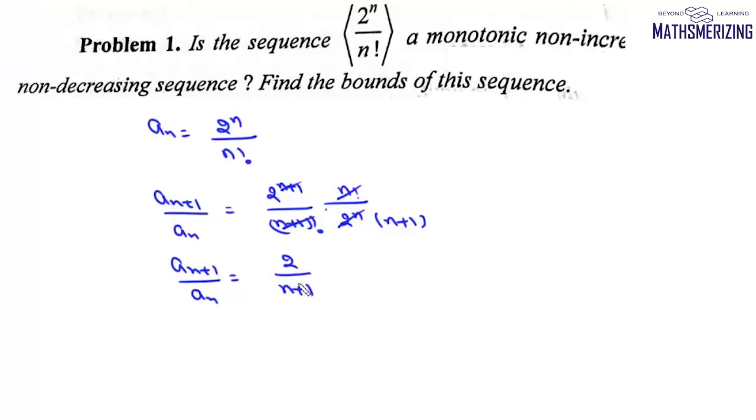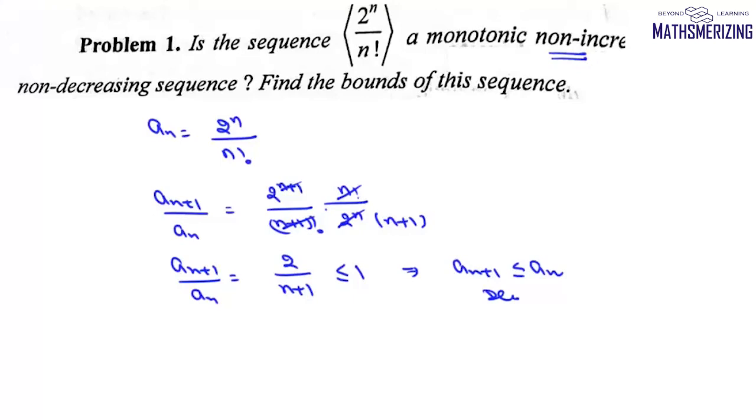Now n plus 1 is always greater than or equal to 2. That means 2 upon n plus 1 is always less than or equal to 1. So from here we can say that an plus 1 is less than or equal to an. That means the sequence is a decreasing sequence or monotonic non-increasing sequence. Now we have to find bounds of this sequence.